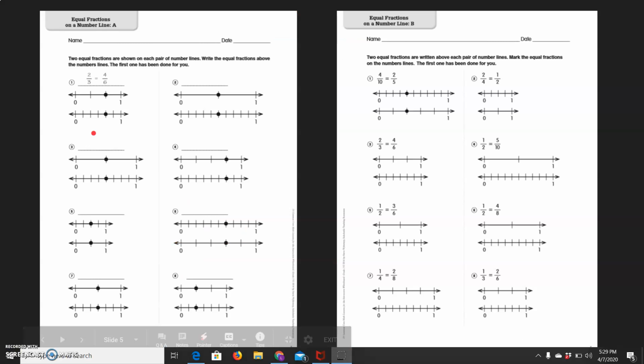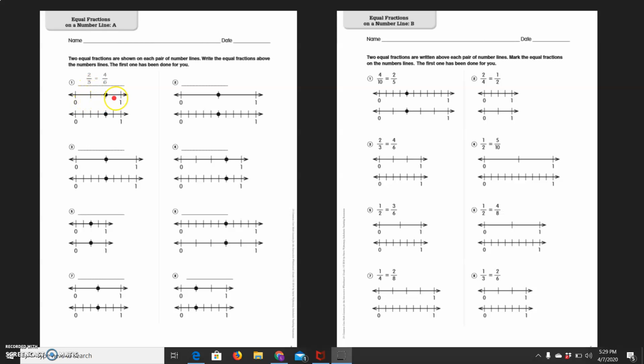Okay, so this is what your homework looks like. There's 3 pages. This is the first page, A, right? And so you're going to figure out 2 equal fractions are shown on each pair of number lines. Write the equal fraction above the number lines. The first one has been done for you. So this one, first, how do we get? This is the answer. So how did they get the 3?